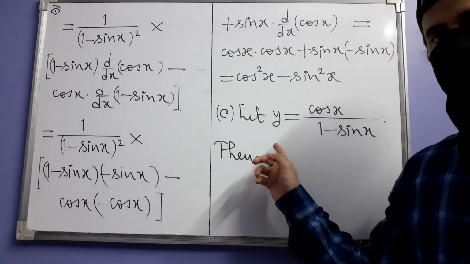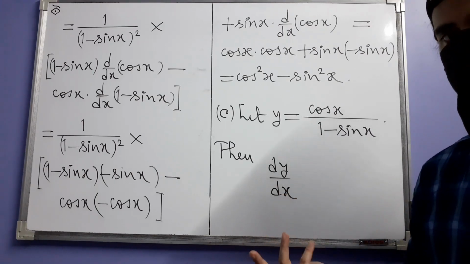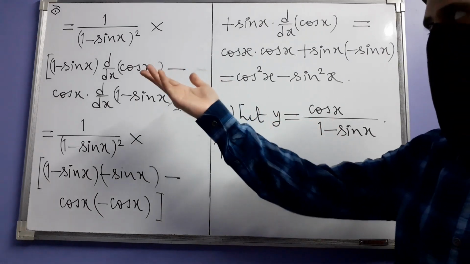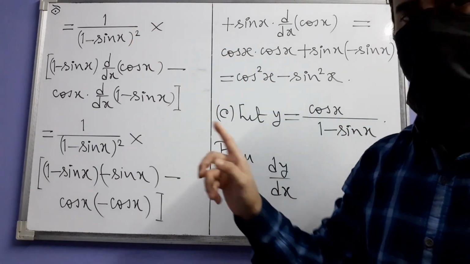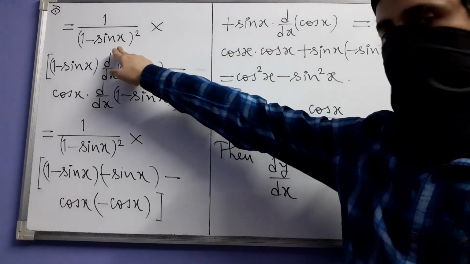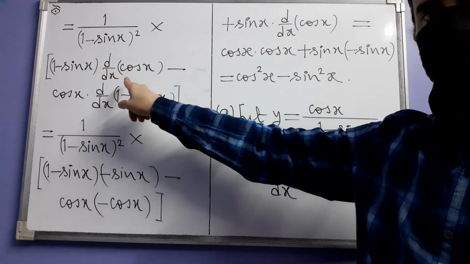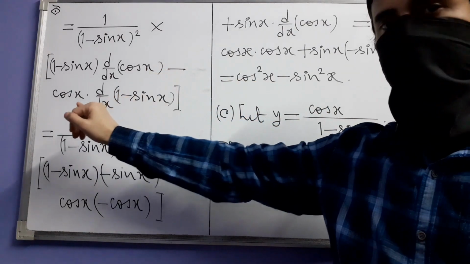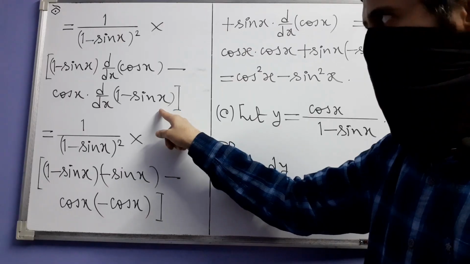So in part C, the function is cos x divided by 1 minus sin x. So we have to use the quotient rule, obviously. So dy/dx by the quotient rule, it's a bit difficult to write it how you normally write it. So again I have written the denominators separately. This has to be squared, of course, and that will be our denominator. In the numerator, you first keep the denominator intact and multiply that by the derivative of the numerator, which in this case is cos x. And then minus, you keep the numerator intact and multiply it with the derivative of the denominator. So d/dx of 1 minus sin x.